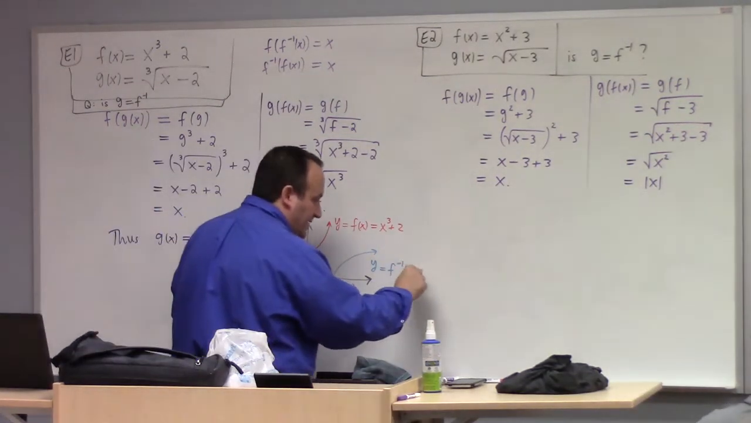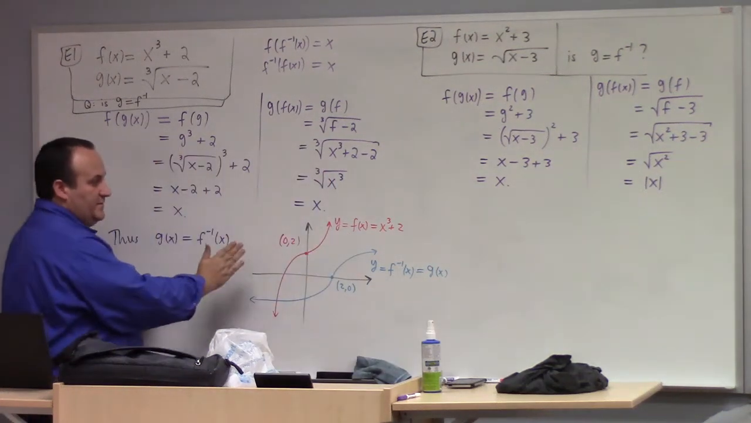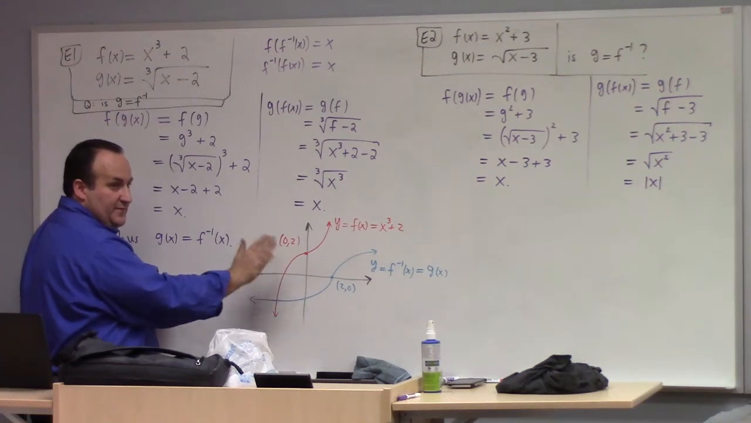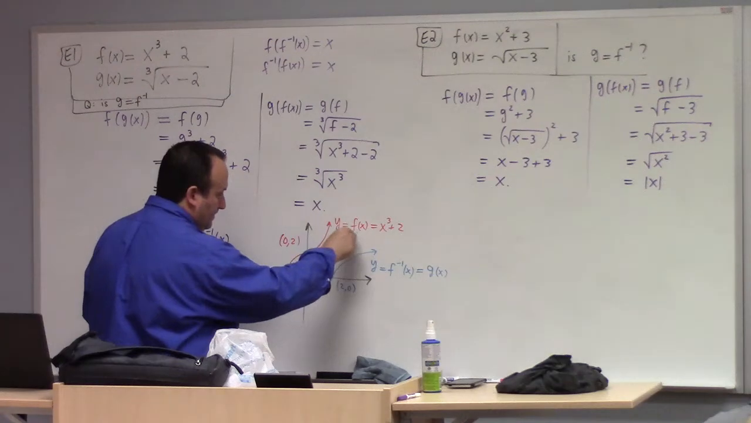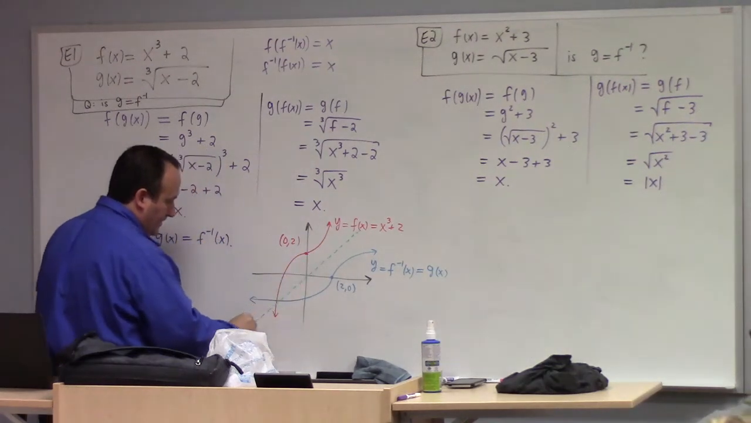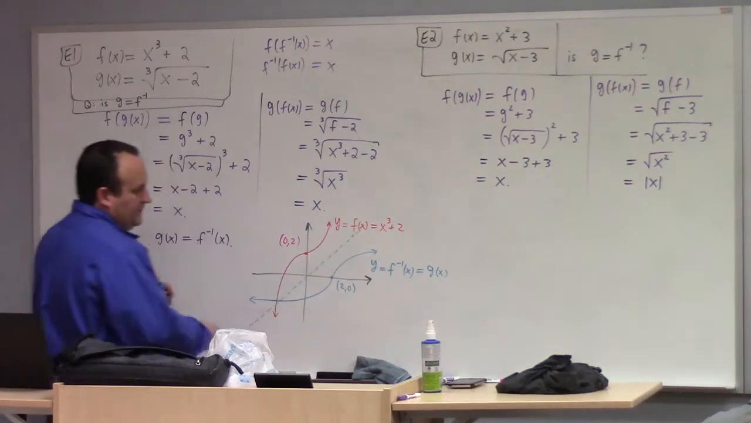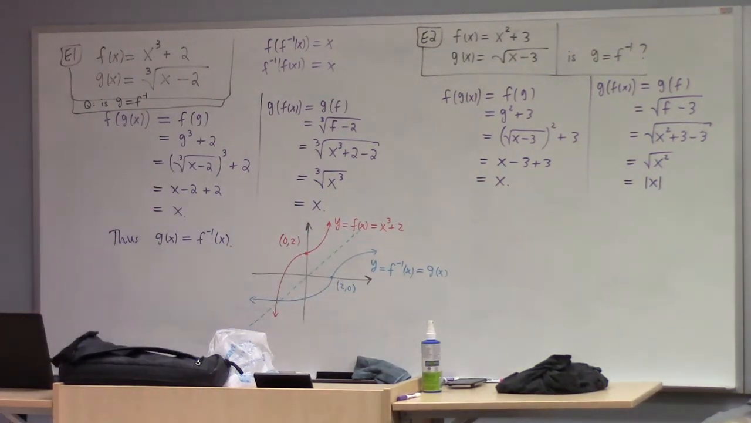See, because the graph of g of x is precisely the reflection of the red graph across the line y equals x, right? If you mirror this line here, this flips over to that, across that line.